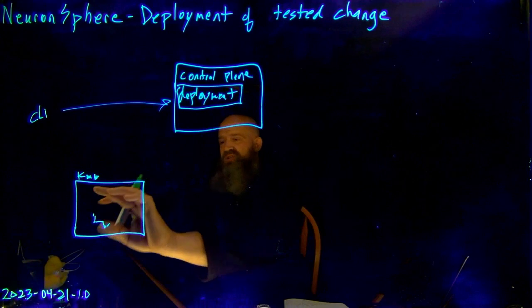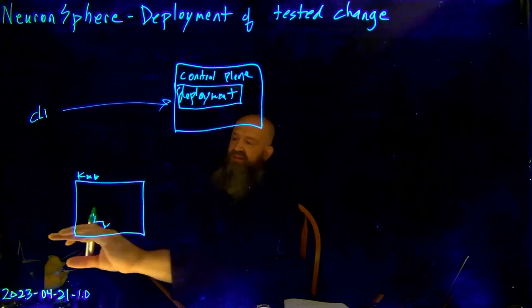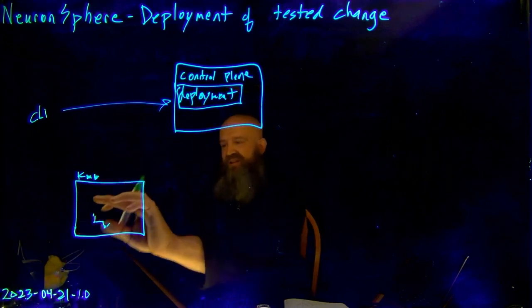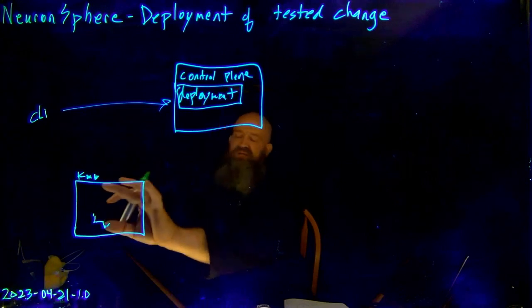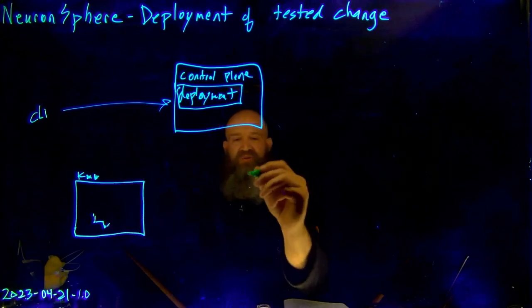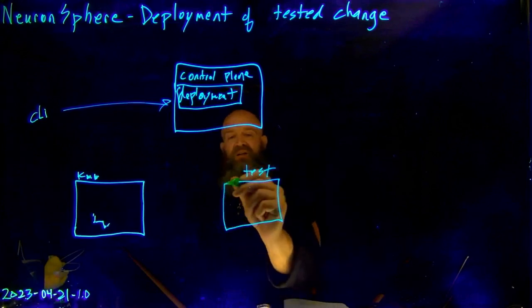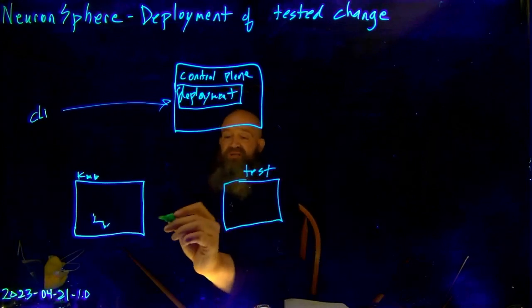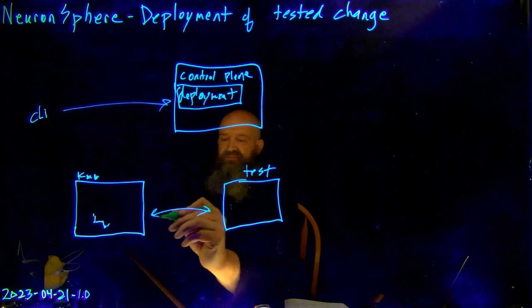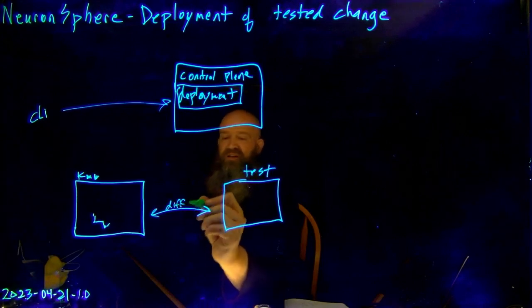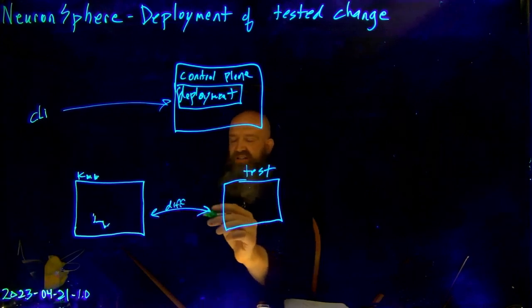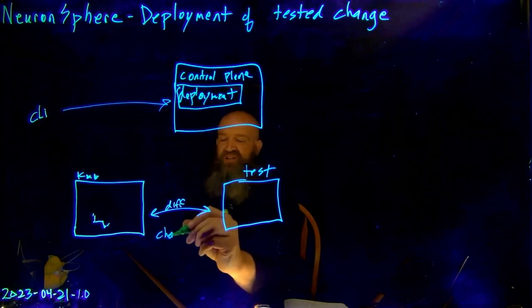And so she's done some work over here, and she's done some deployments, and she's got some tested changes in a handful of modules. And so we've got another account over here. We've got a test environment, and we're going to do a diff between these two and see what kind of changes are detected. And then we're going to create a change set.